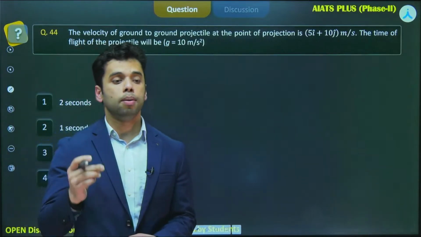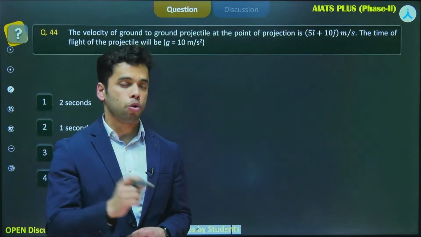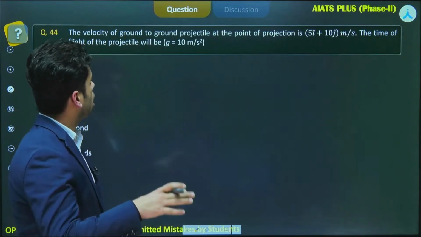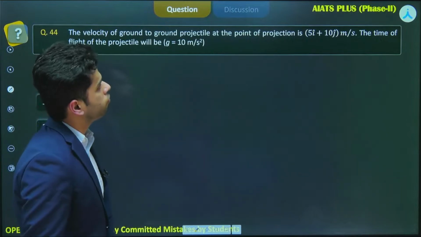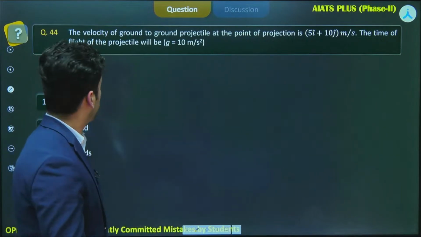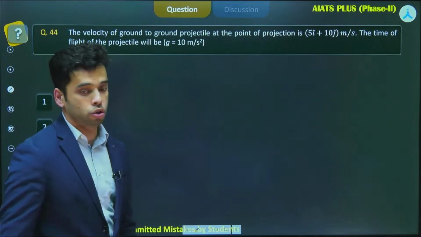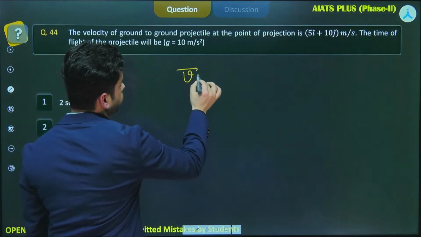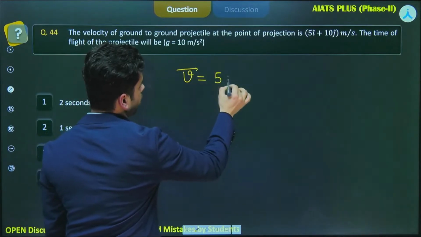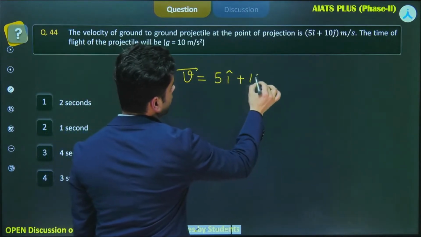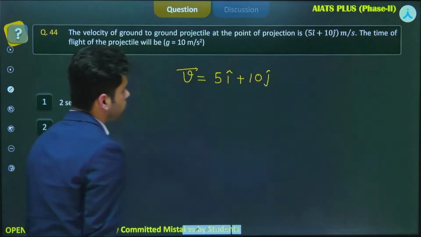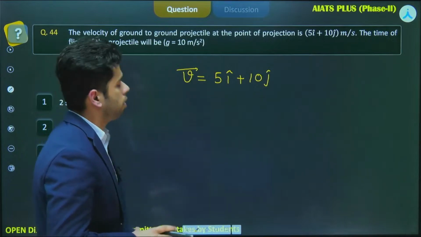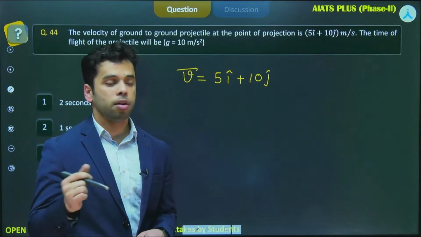Again, a problem based on the chapter motion in plane, and the topic is projectile motion. This time it says that the velocity of ground to ground projectile at the point of projection is 5 i cap plus 10 j cap meter per second. The time of flight of the projectile will be. So you have been given that the velocity at the point of projection, that is 5 i cap plus 10 j cap. You need to find the time of flight of the projectile. Anyone comment the answer if you are able to find it?